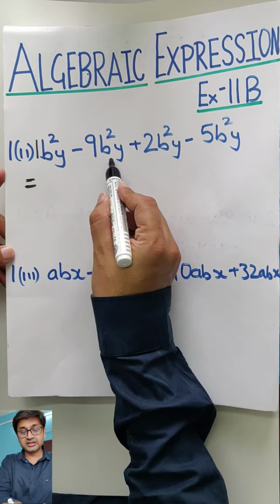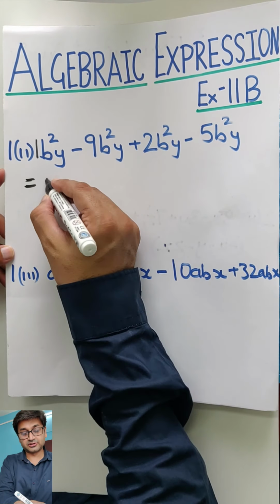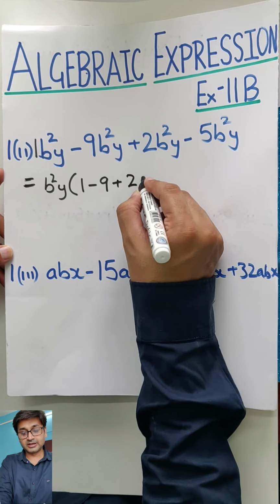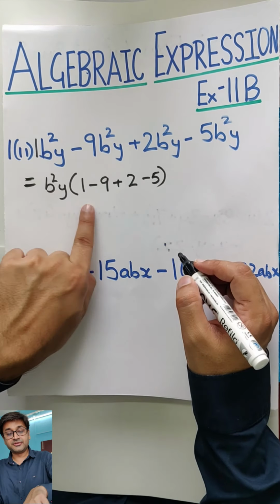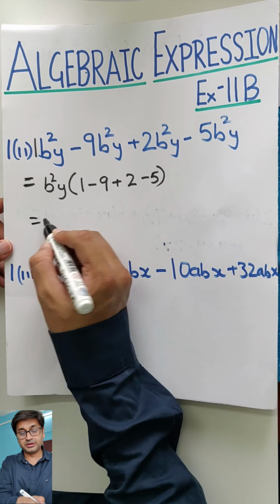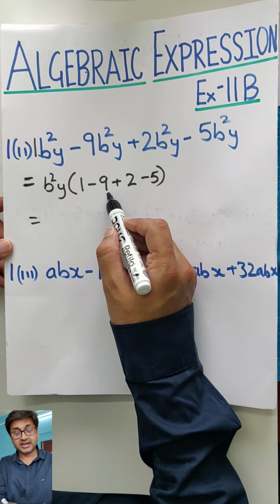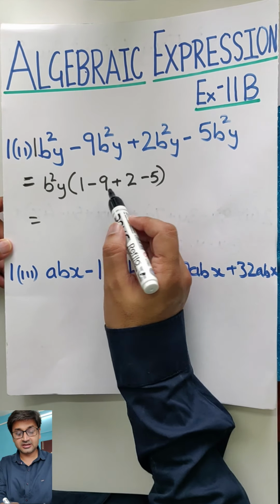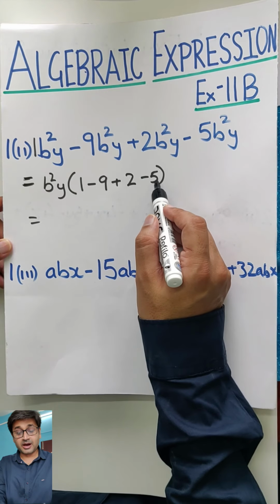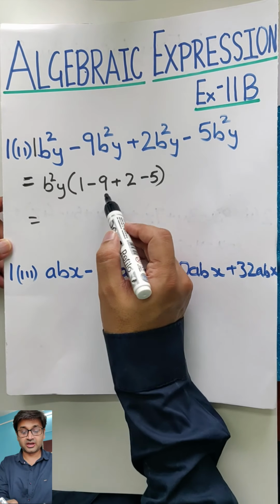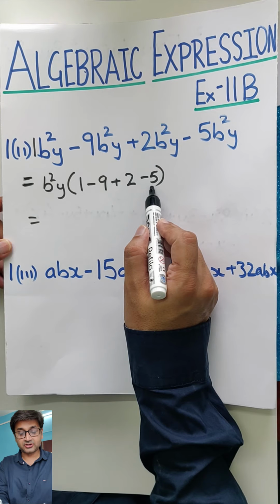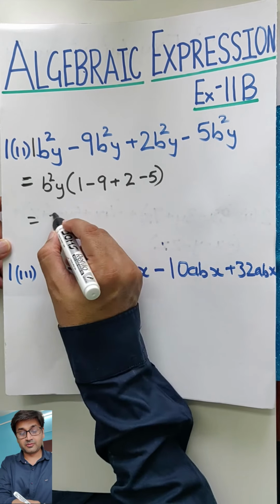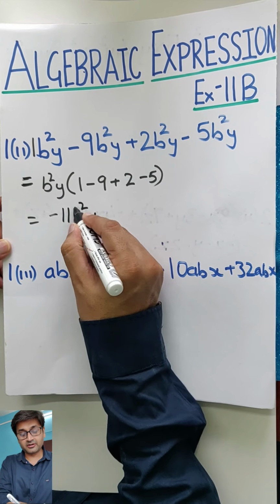Now everything is like, because everything is b square y. So you can pull out b square y. You can say 1 minus 9 plus 2 minus 5. Now this becomes easy for you to solve because you pulled out b square y common. 1 minus 9, so your integers is what we are working. So 1 minus 9 is minus 8, plus 2, so minus 6, minus 5, so minus 11. Let's recheck. Minus and both minus you can add. So minus 14 and this is plus 3. So minus 14 plus 3 will give you minus 11 b square y.